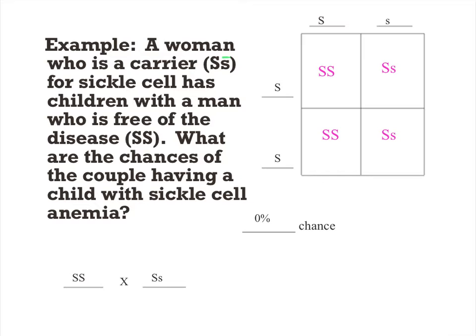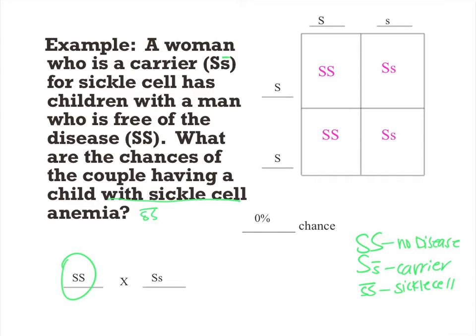What is the chance of the couple having a child with sickle cell anemia? A child with sickle cell is going to be little s, little s. So again, I'm going to make myself a key: big S, big S; big S, little s; little s, little s. Okay, so this will be they'll have the disease. This will be a carrier if they're heterozygous, and then free of disease if they're homozygous dominant. So if I cross a homozygous dominant, someone free of the disease, with a carrier, big S, little s, then this is what I will get.